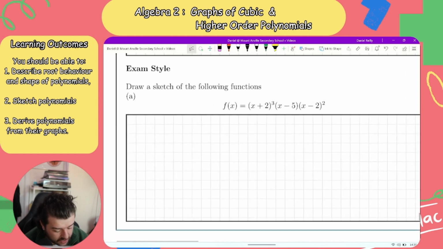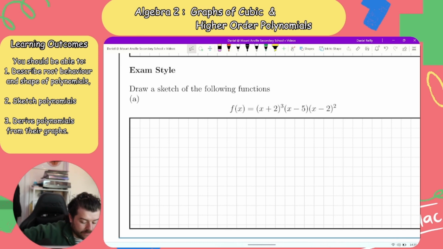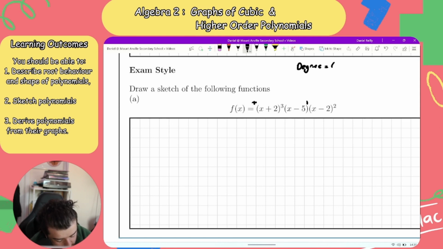Right. Here's one now. Draw a sketch of the following function: (x plus 2) to the power of 3, (x minus 5), (x minus 2) to the power of 2. So my leading coefficient is positive. So this is going to be a positive graph. And my degree is 3, 1, 2. So I have 1, 2, 3, 4, 5, 6 roots. So my degree is equal to 6.